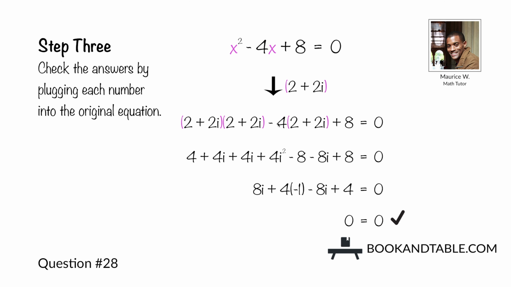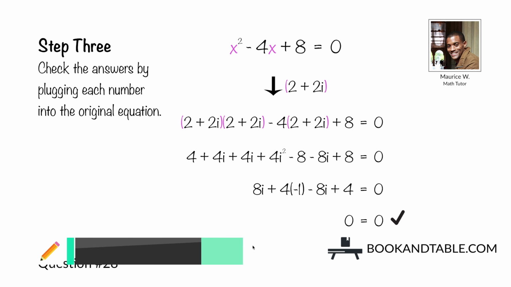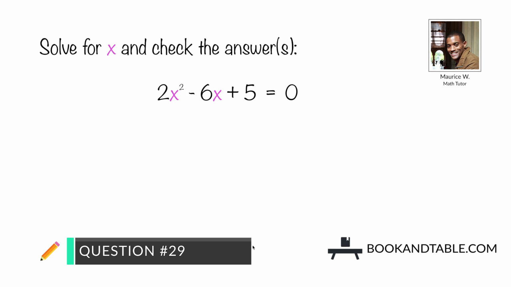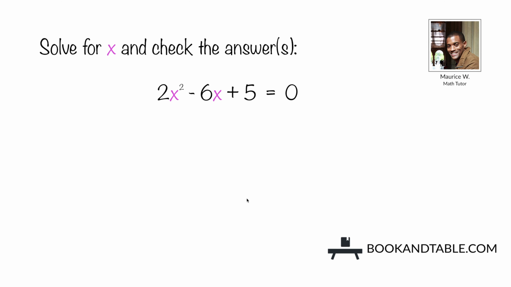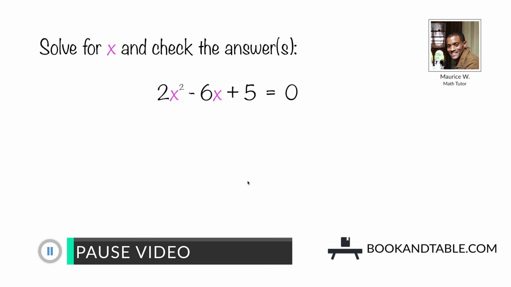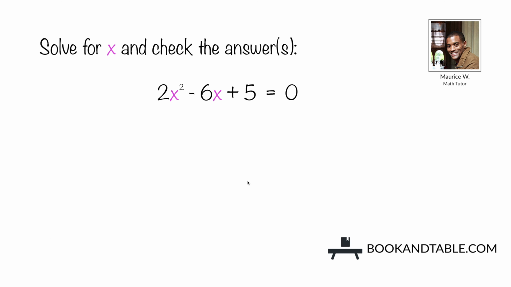So the answer to question number 28 is x is equal to 2 plus or minus 2i. And now let's have a look at question number 29. Solve for x and check the answers. 2x squared minus 6x plus 5 is equal to 0. Pause the video, answer this question, and then press play when you are ready to begin.